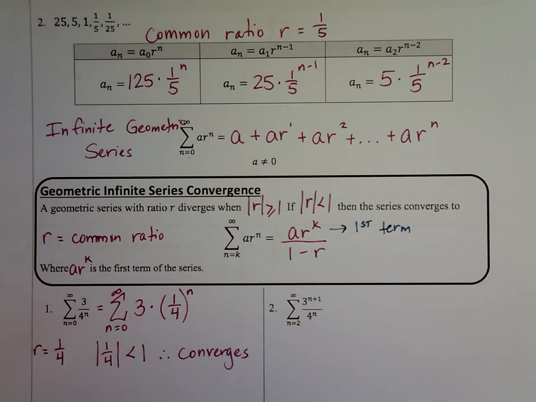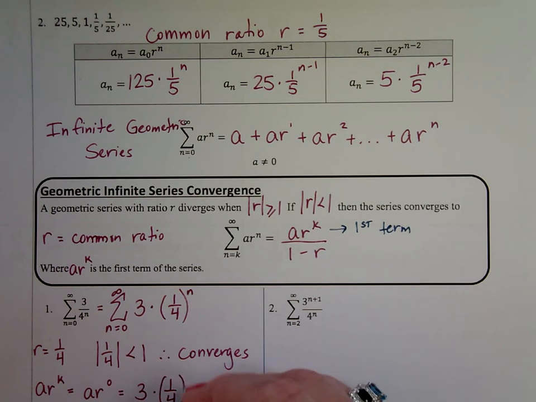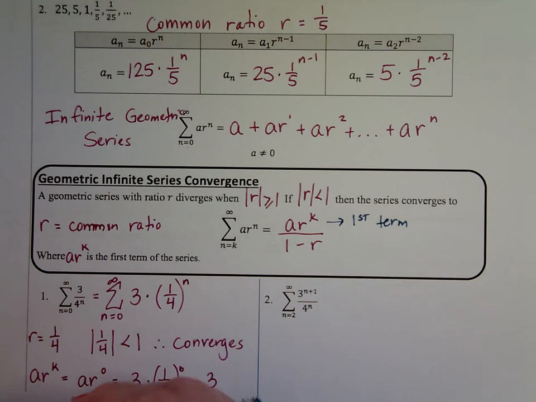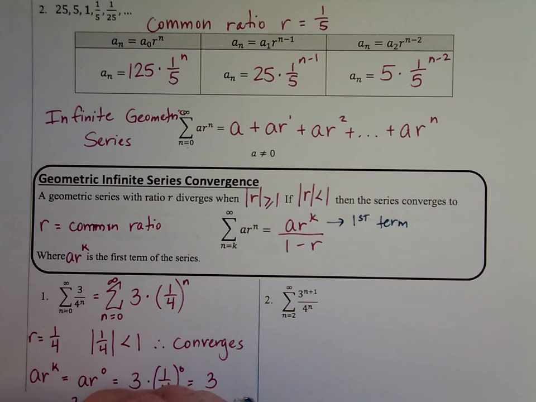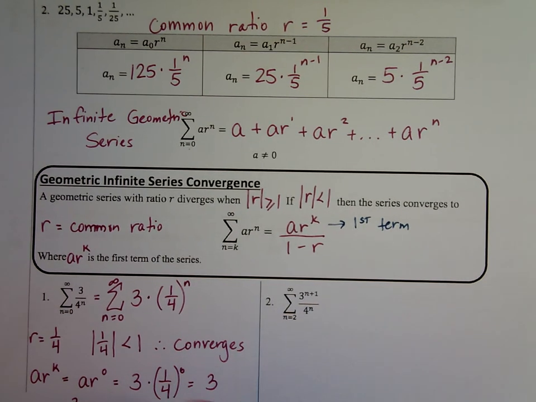So I can literally figure out the sum for this thing by taking the first term, ar to the k. In other words, for us, it's ar to the 0. So a is this number, 3. R we said was 1/4, and it's being raised to the 0 power. 3 times 1 is 3. Lets me put together my formula. And my formula says take ar to the k, 3, divided by 1 minus my r of 1/4.